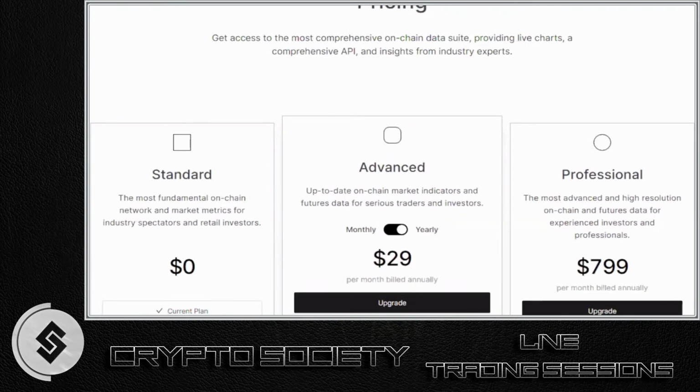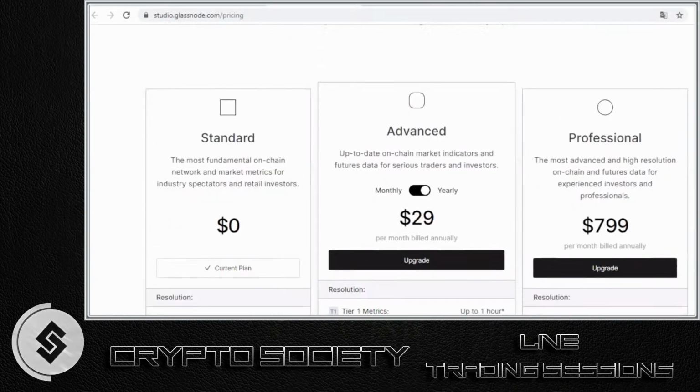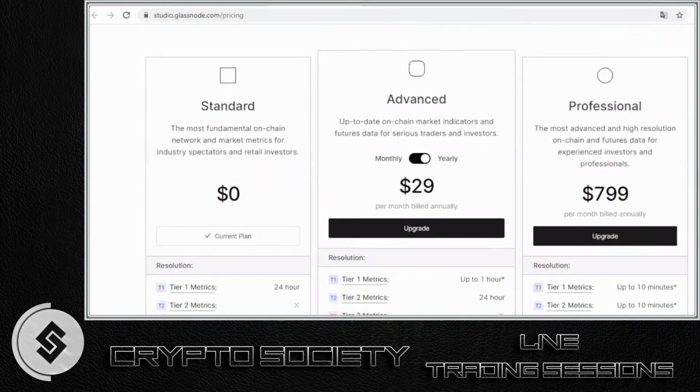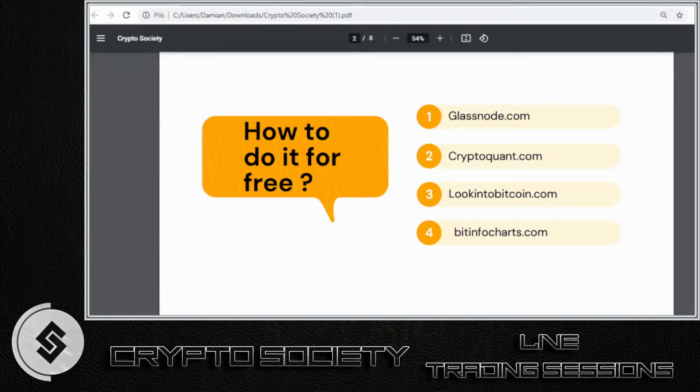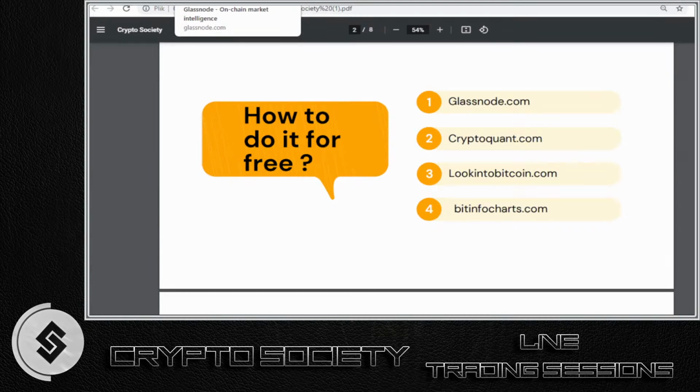We can see that we have 3 tiers. There is the standard tier, which is free, the advanced tier, and the professional tier. And as you see, the most valuable indicators in the professional tier cost even $10,000 per year. I'm sure that it's a lot of money for most investors, and many investors prefer to invest it in some gem coin and not necessarily buy this access. So today I will show you how to do such analysis for free without paying such high fees.